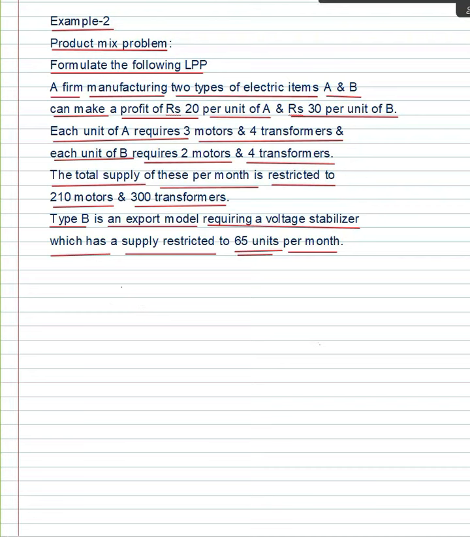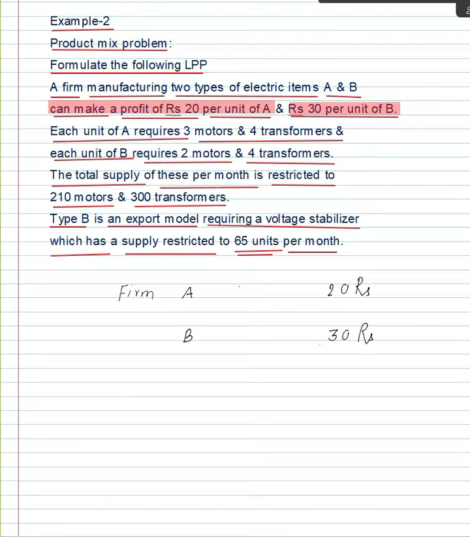So there is a firm manufacturing two types of items A and B. Given that a firm can make a profit of rupees 20 per unit of A and a profit of rupees 30 per unit of B. Profit per unit of A is 20 rupees and profit per unit of B is 30 rupees.